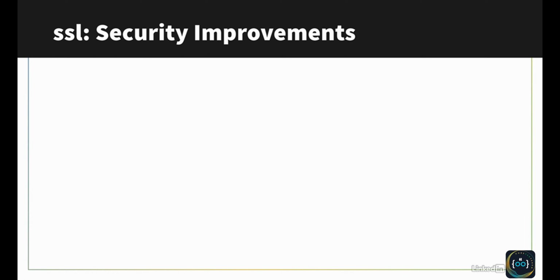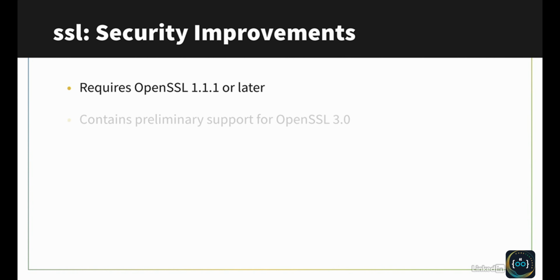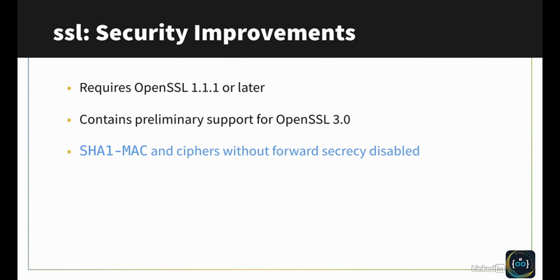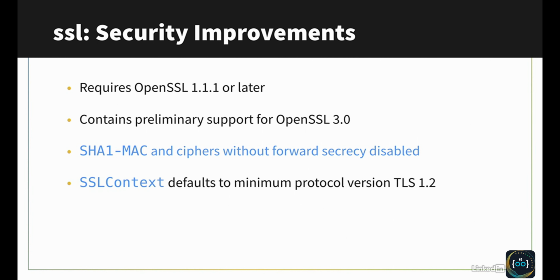Continuing with the theme of security, the SSL module also requires OpenSSL 1.1.1 or newer, and has preliminary support for OpenSSL 3. This module as a whole now has more secure default settings. Ciphers without forward secrecy or SHA-1 MAC are disabled by default, and SSL context defaults to minimum protocol version TLS 1.2.